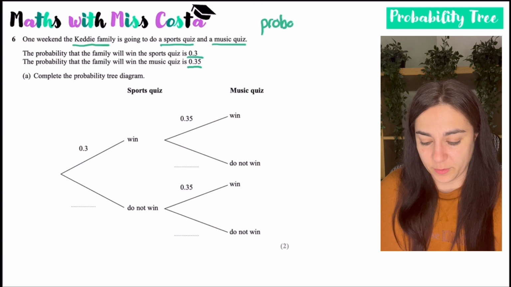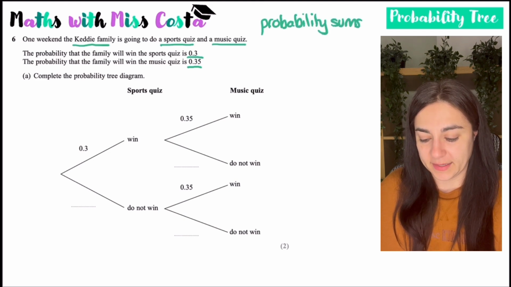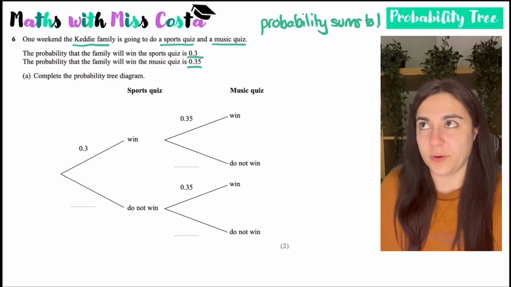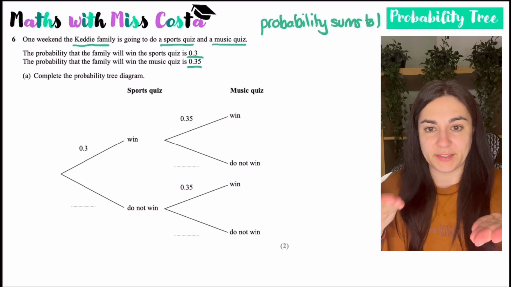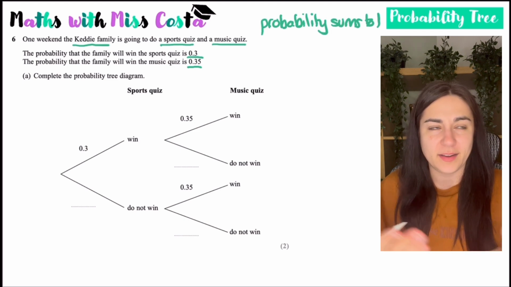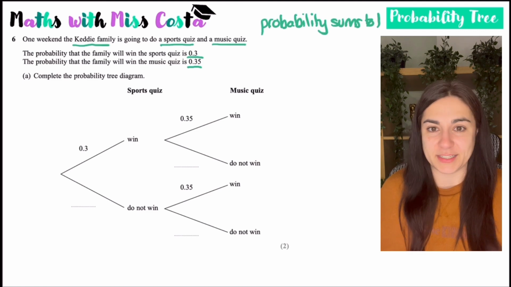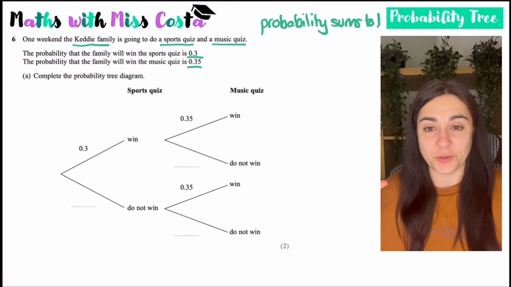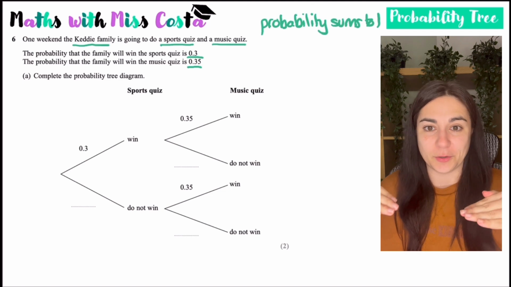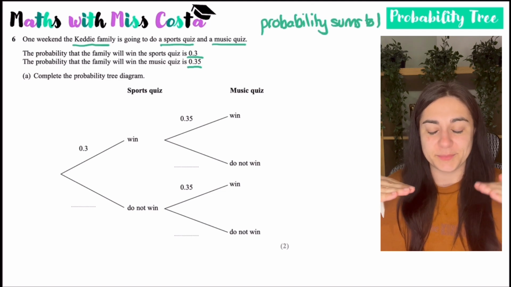Now, the key thing with probability is that it always sums to 1. So the probability of something happening and the probability of something not happening must make up 1. Like if the probability of it raining tomorrow is 70%, the probability that it does not rain is 30% because the only option is rain or not rain.